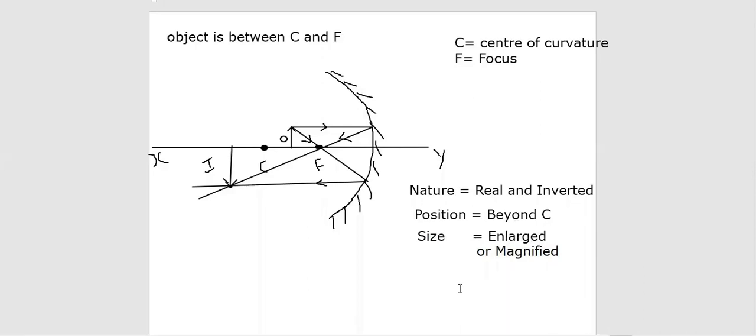So if an object is between center of curvature and focus, nature of the image is real and inverted. Position of the image is beyond C. Size of the image is magnified or enlarged size. Understood? Understood everyone?